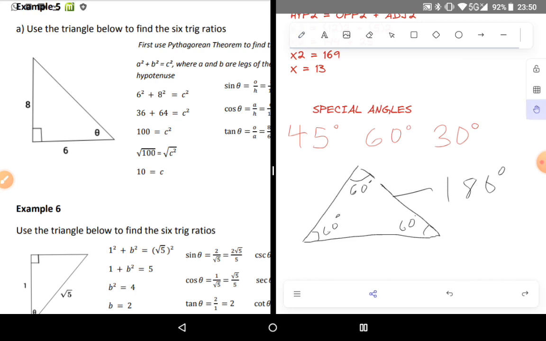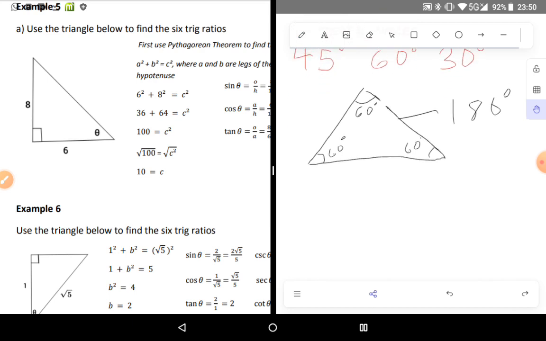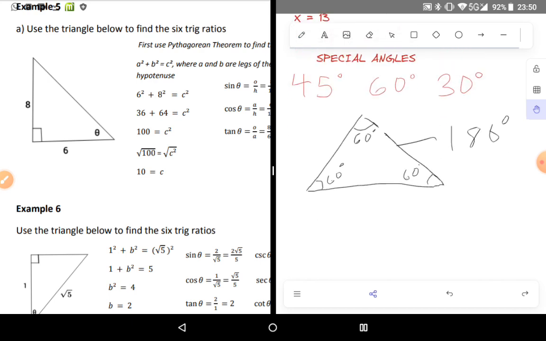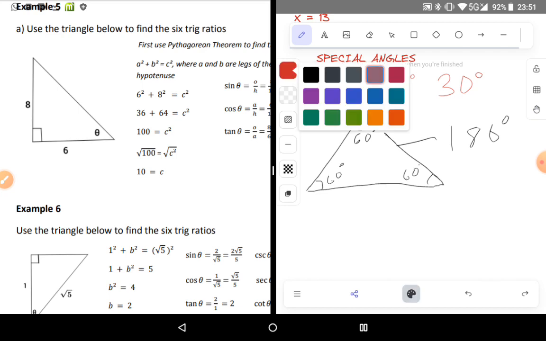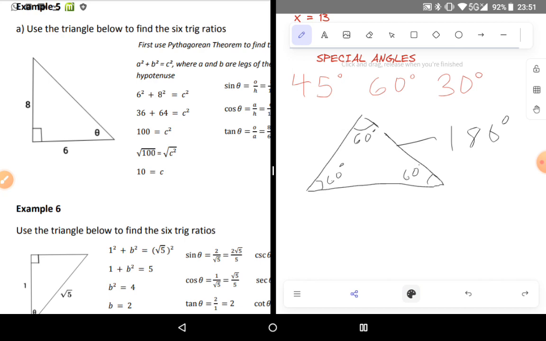Having said that, using this triangle, we can now calculate for these special angles that I just mentioned. So let's look at an example on how we can bring out the right angle triangle from this. To do that, I'll divide this equilateral triangle into two equal parts, as you can see, I use the red ink here.